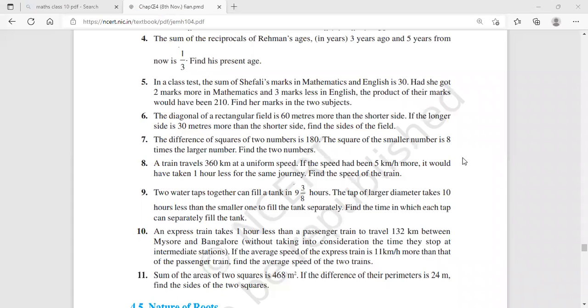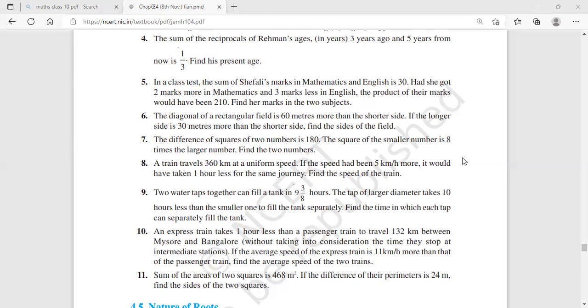The next question, the eighth one, we have already done it. So let's get into the ninth one. Two water taps together can fill a tank in 9 3/8 hours. That is 9 into 8 is 72, plus 3, 75/8 hours. The tap of larger diameter takes 10 hours less than the smaller one to fill the tank separately. Find the time in which each can separately fill the tank.